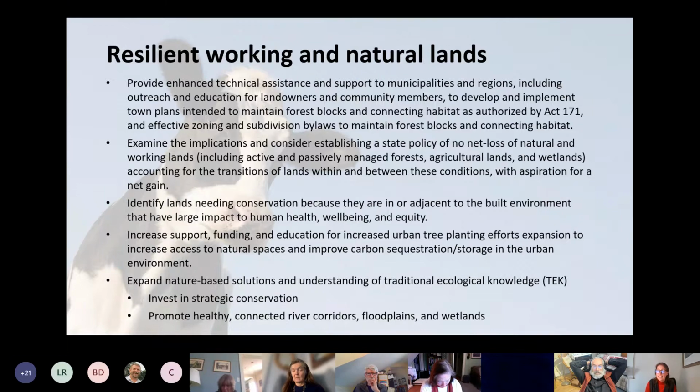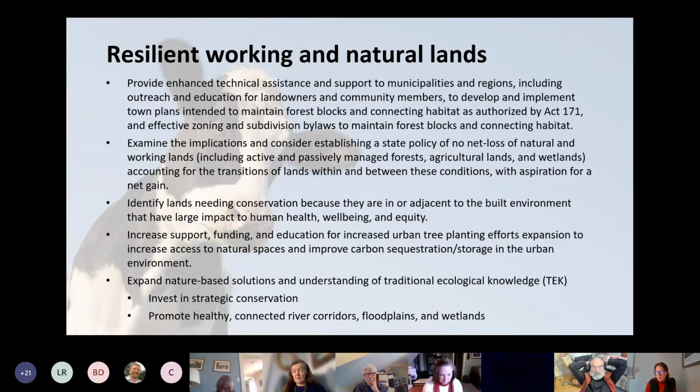The third is identifying lands that need conservation because they're adjacent to the built environment and have a large impact on human health, well-being, and equity. The fourth is increasing support, funding, and education for urban tree planting efforts to increase access to natural spaces in our urban communities, as well as increase carbon storage and sequestration. And then the fifth is expanding nature-based solutions and understanding of our traditional ecological knowledge, both through investing in strategic conservation, as well as promoting healthy connected river corridors, floodplains, and wetlands.